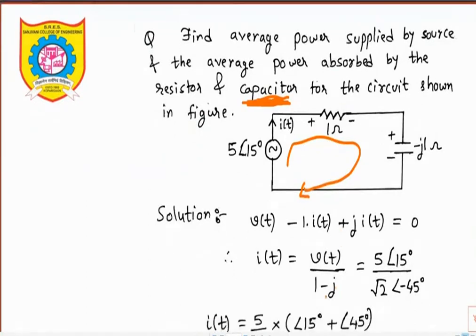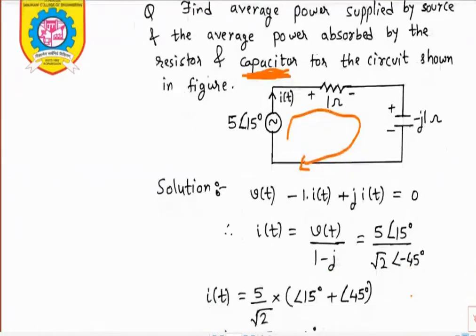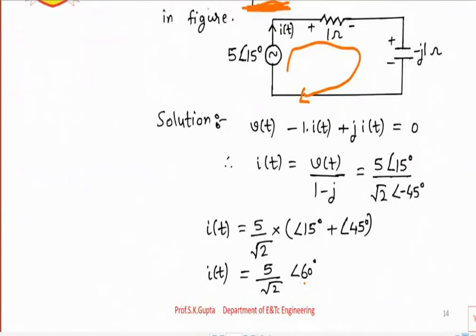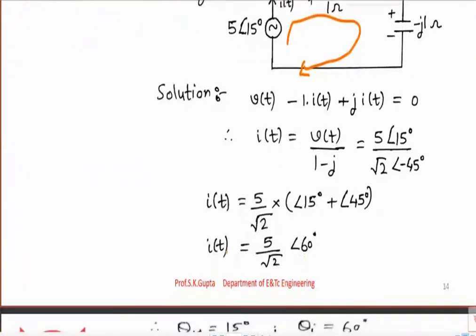Convert this into phasor form. V of t is 5 angle 15 degree divided by, what is the magnitude of 1 minus j? Root 2. Angle of 1 minus j is minus 45 degree. You can get the values in calculator. So I of t is 5 by root 2, and whenever this minus 45 goes in the numerator, it becomes plus 45. So 15 degree plus 45 degree, that means 60 degree. So I of t is 5 by root 2 angle 60 degree.